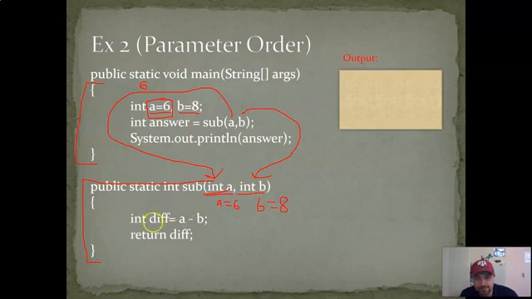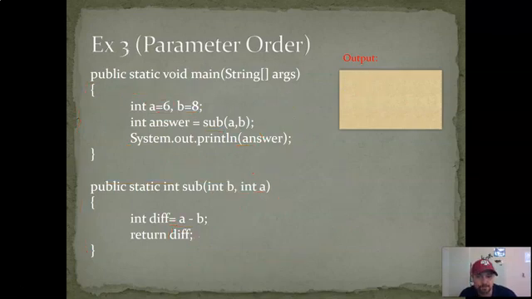Then we say the difference is, and we're not adding this time, we're doing subtraction it looks like. So I don't know if I said add earlier, but we're definitely doing subtraction. So A minus B. 6 minus 8 is negative 2. Difference is negative 2. We don't return difference, we return its value. So that goes right back to here. We return a negative 2. Answer becomes negative 2. Then we print the answer, which is negative 2. Let's move on to the next example.